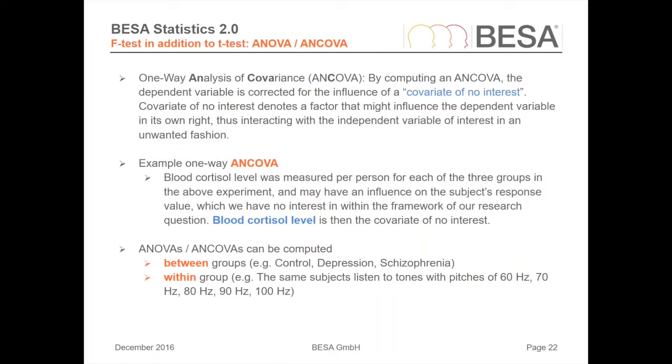ANCOVA is about whether there is another factor that influences the dependent variable, but we may not be interested in this factor. For example, we measured blood cortisol level for each person in the three groups in the above experiment, and it may have an influence on the brain response. But we don't want to investigate the effect of the blood cortisol level. We want to investigate the effect of the patient type. So we can add the blood cortisol level as a covariate of no interest here.